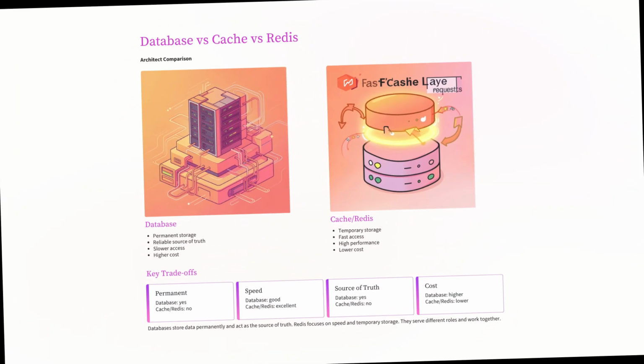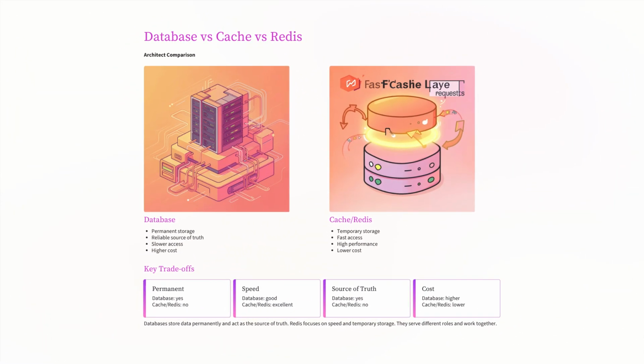Let's compare them. Databases store data permanently and act as the source of truth. Redis focuses on speed and temporary storage. Databases prioritize reliability, while Redis prioritizes performance. One does not replace the other. Architects use databases to store business data and Redis to accelerate access to frequently requested information.